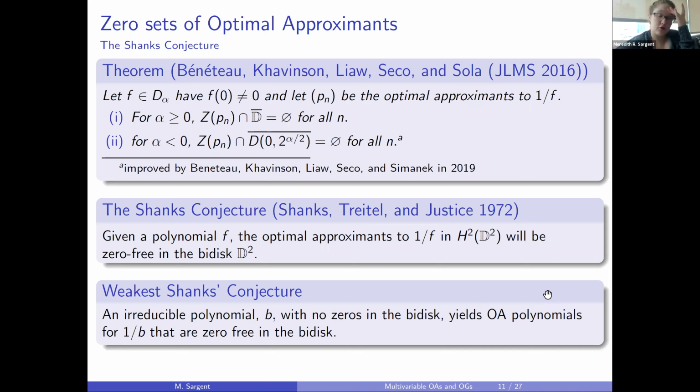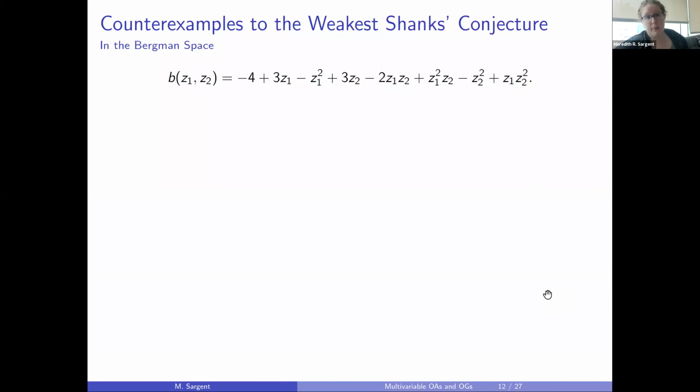Now, it turns out this isn't true either in some spaces. Now, in the Hardy space, we don't know. But in the Bergman space, Ellen and I have a counterexample. And here is our function b. Please believe me that this is indeed irreducible and has no zeros in the bidisk. Here is just its P2 optimal approximant. We don't have to go further than this.